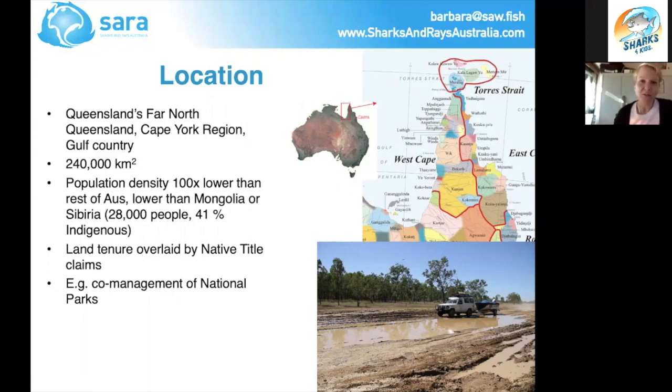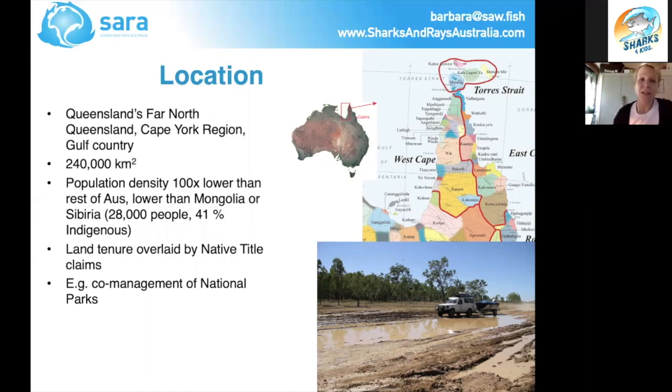So this area is very, very sparsely populated. There's almost no people there. It's about two thirds the size of Germany, but there's only 28,000 people who live there. For comparison, Germany, I think, has 72 million inhabitants.